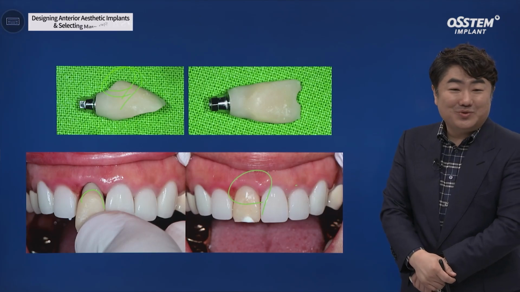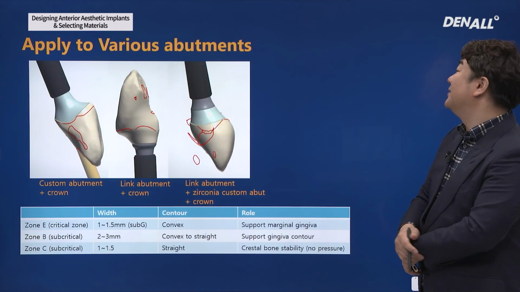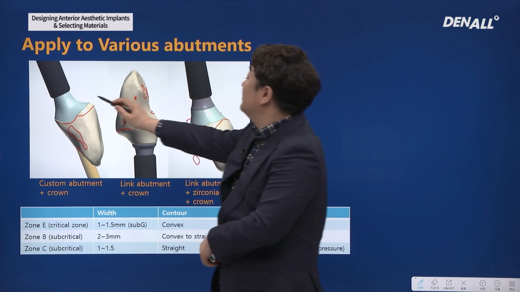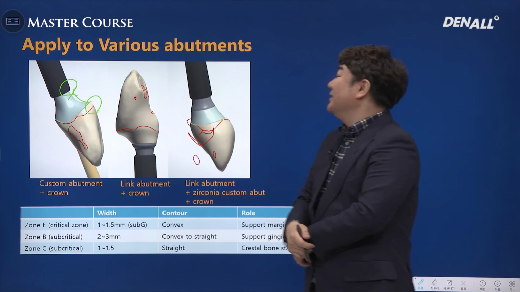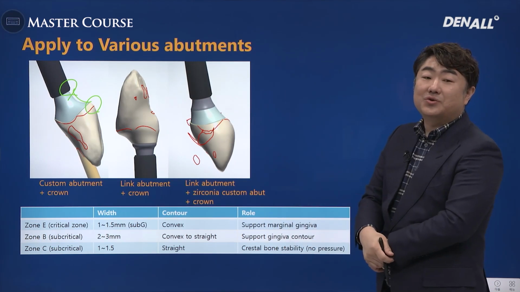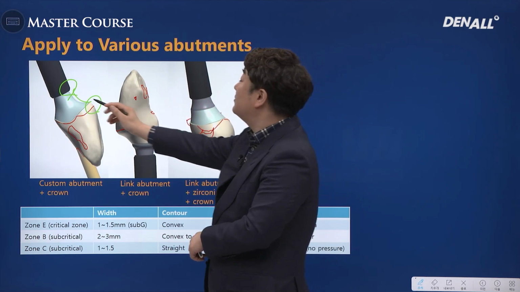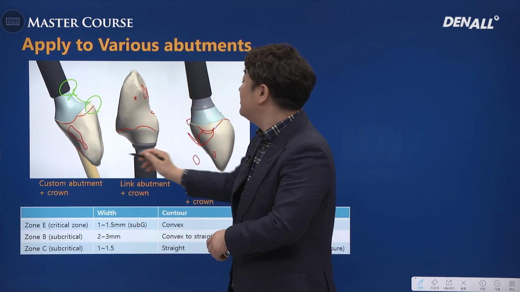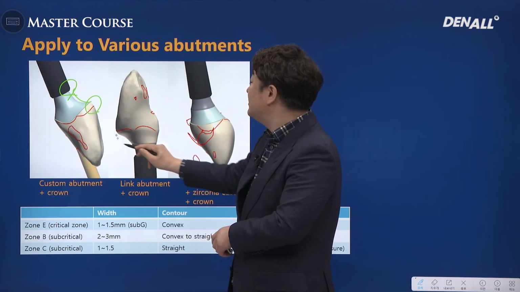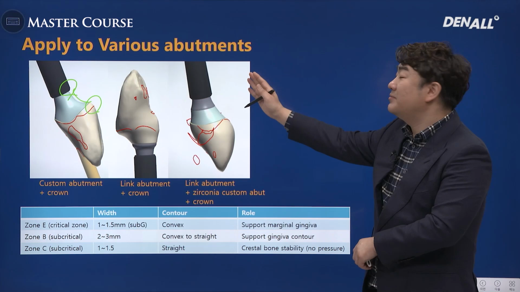This is the EBC concept. Straight, convex. You can design it accordingly with different situations. It can be applied to various abutments, and depending on abutment type, EBC can all be reflected in the abutment, and in this case, B and C will be reflected in the crown. We need to apply the EBC concept on different abutments.